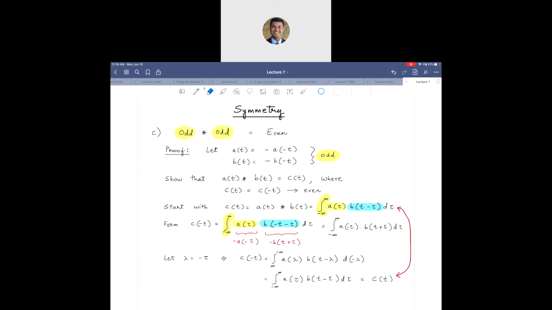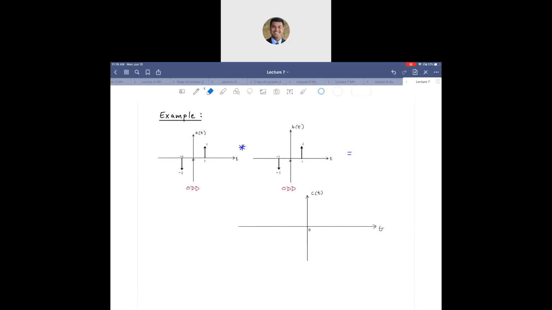Next step is going to be, okay, so we proved this property, the third one. Odd convolved with odd is even. Let's do an example here. A lot of impulses. I really like that, because it makes the convolution extremely simple to go through. Just as an exercise, let us write a of t and b of t in terms of impulses.